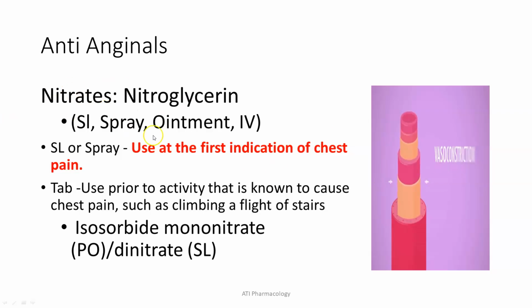So here is our anti-anginals. Again, our nitrates, nitroglycerin. This is used at the first indication of chest pain. And again, we see that we do have our isosorbide mononitrate or dinitrate. Mono is PO, dinitrate is sublingual. And that's going to be more of a, not a PRN medication, but more of a scheduled medication.